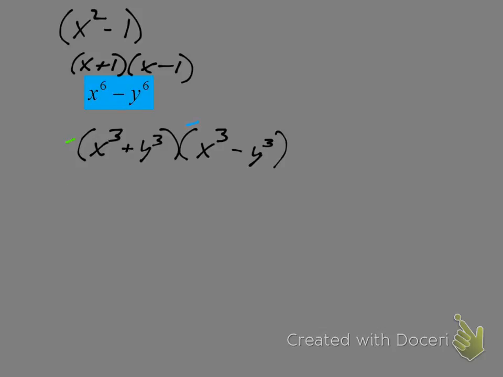Okay, so you're left with x plus y times x squared minus xy plus y squared. That's your sum. Now you do your difference. X plus y, or nope, sorry, x minus y, x squared plus xy plus y squared. Same thing as yesterday, except they're hidden within a problem.